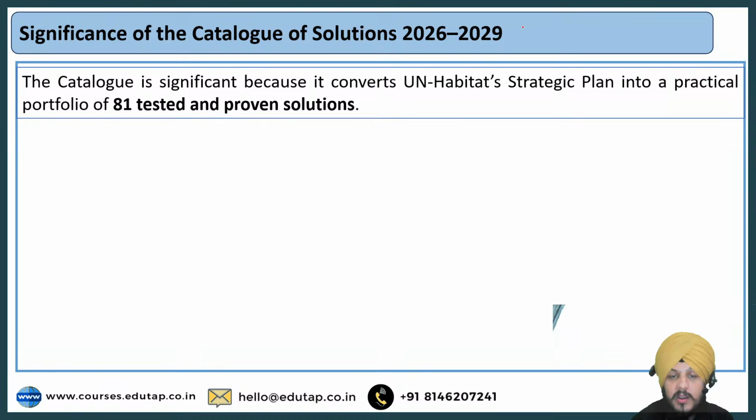So whatever functions we have seen up till now with respect to UN Habitat, they get converted into a practical reality by adopting this catalog of solutions, right? And what does it include? It includes a portfolio of 81 tested and proven solutions, right? So I would say it is a well researched document. This is something that we can conclude first of all.